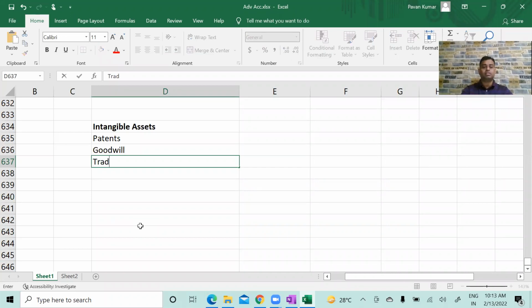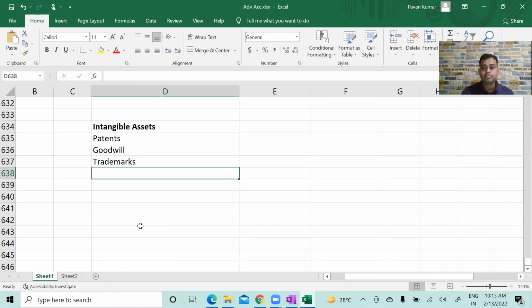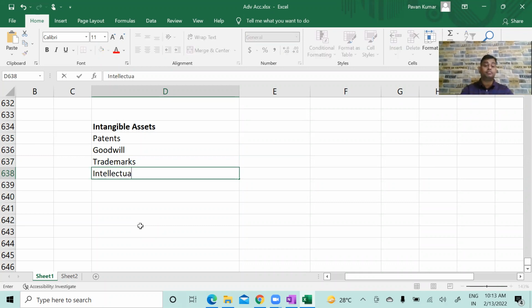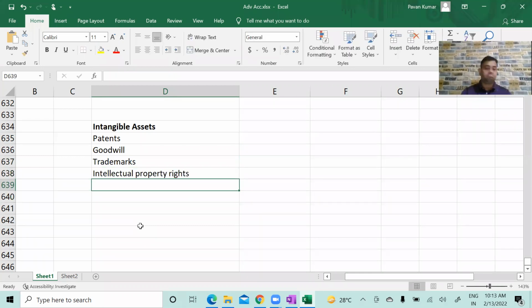Sarah is saying trademarks. Next. Can I say copyrights, intellectual property rights? Very good. Intellectual property rights. Then anything else? Can I say brand value?